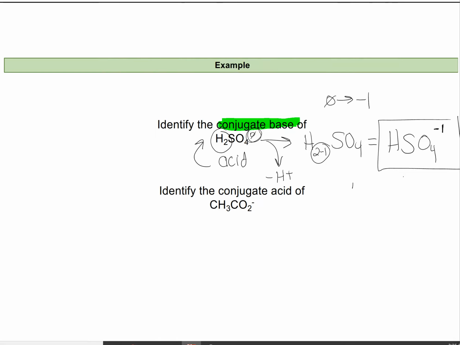Now let's look at our second one. This is asking for the conjugate acid, which makes this a base. And looking at this, there are hydrogens, but they're coming after the carbon. And then I have an oxygen and a negative charge. Because oxygen's more electronegative than carbon, it's very likely that the oxygen has the negative charge on it and has 3 lone pairs. In fact, when we look at this, it's got a carbon double bonded to one oxygen and single bonded to another. This is acetate.